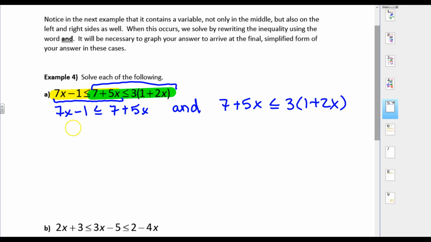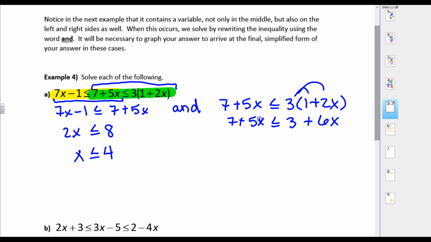First thing here, I'm going to subtract 5x over here to get 2x, and I'm going to add the 1 over here to get me an 8. 2x is less than or equal to 8, which when I divide by 2 gets me x is less than or equal to 4. This side, I'm going to distribute the 3. So I get 3 plus 6x is less than or equal to 7 plus 5x. And I'm going to subtract the 5x over here, subtract the 3 over here. I get 4 is less than or equal to x, which, again, these are joined by the phrase and.